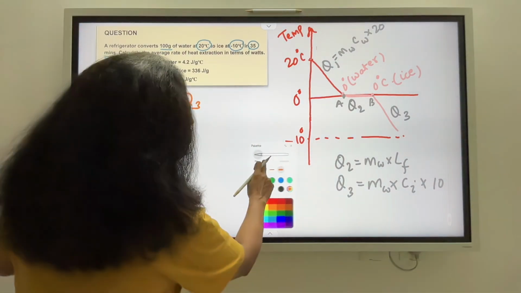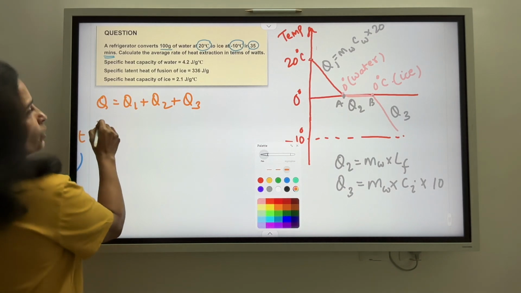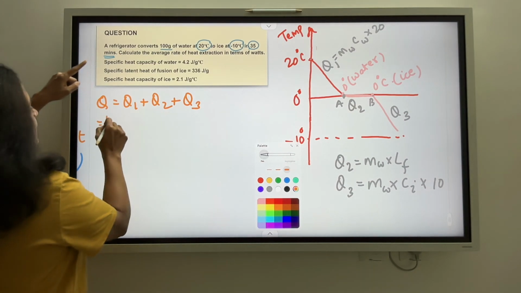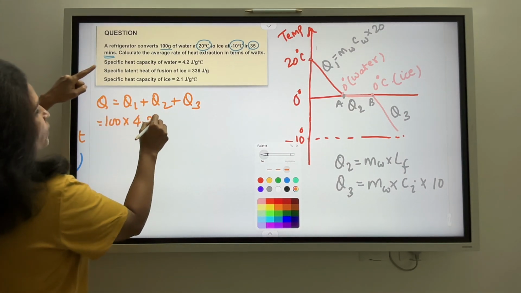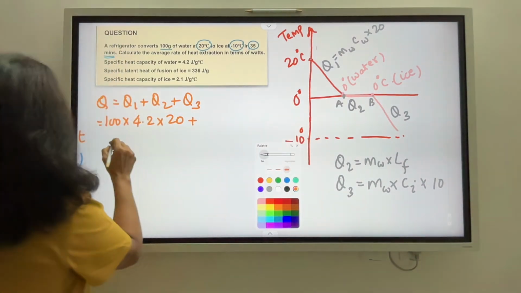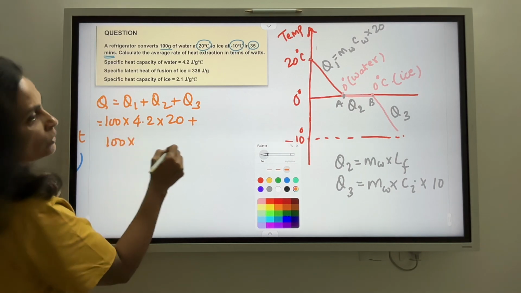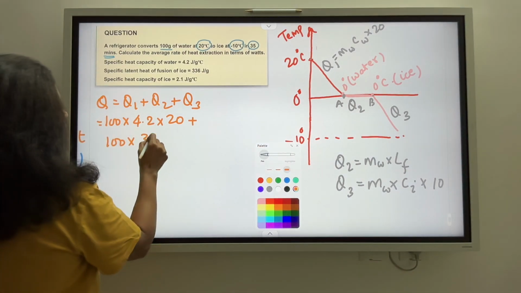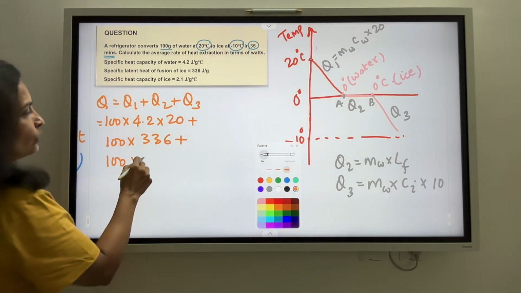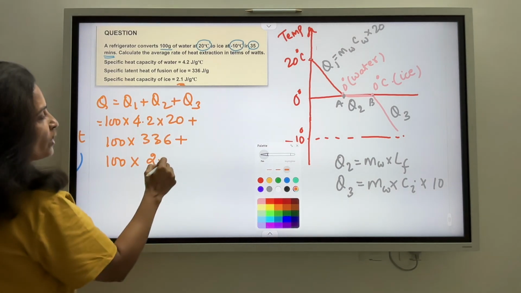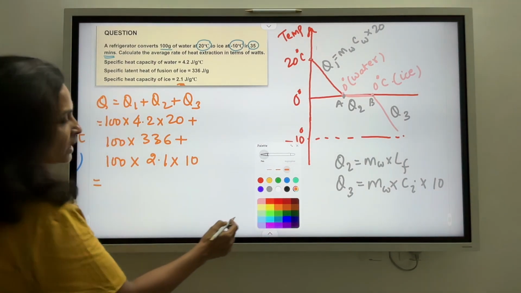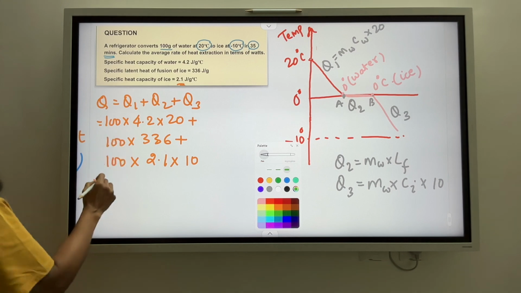So let us find out Q1 plus Q2 plus Q3. So what do we do? Mass of water is how much? 100 gram. Specific heat capacity 4.2. Temperature change 20, plus. What is our Q2 going to be? It is mass of water into latent heat of fusion, which was 336, plus. What is Q3? Q3 is mass of water into the specific heat capacity of ice, which is 2.1 into what is the temperature change? 10. So we are going to add up all of this and do our calculations here.